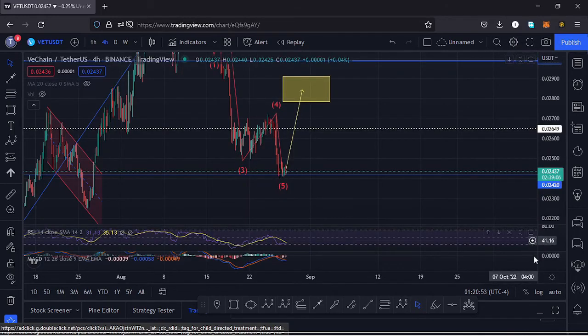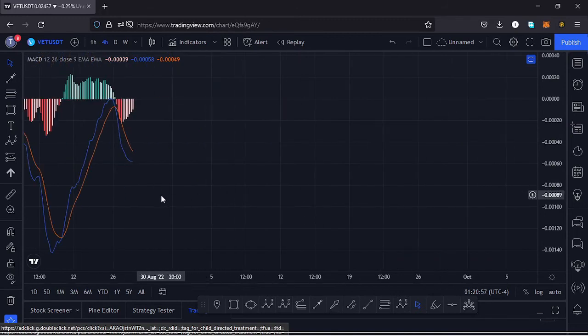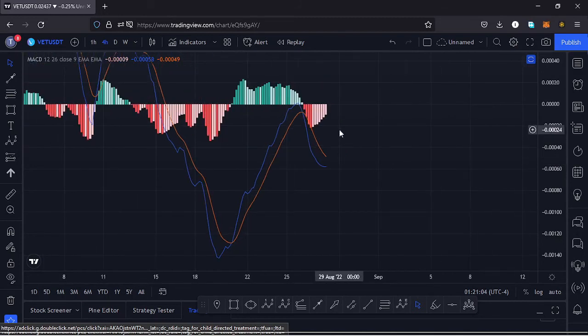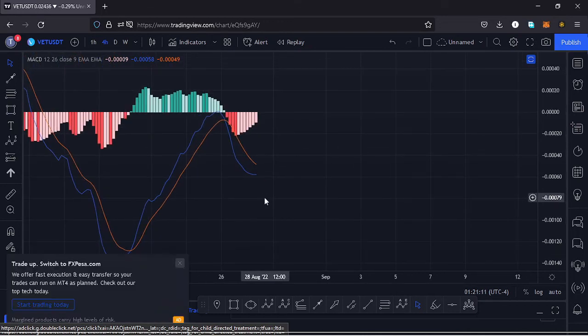Also taking a look at the MACD. On the MACD, we have not yet printed a bullish cross, but soon we are going to print something, and you can see we are also losing the selling volume here on the MACD. So soon we might see the print of a bullish cross. So let's be patient and see how that plays out, and I'll keep you updated.